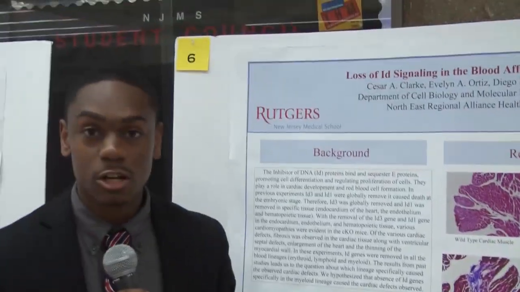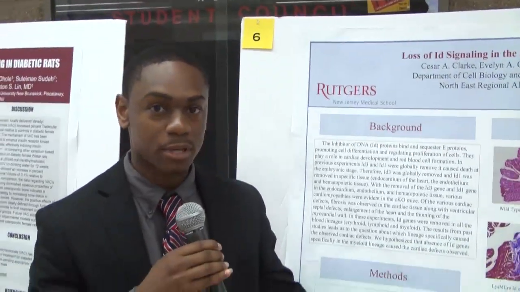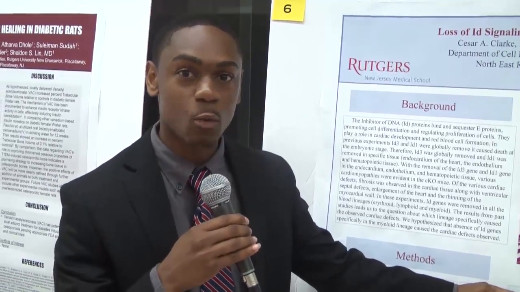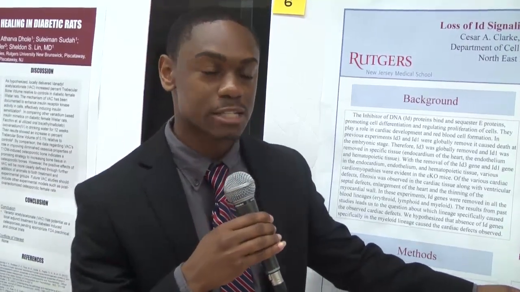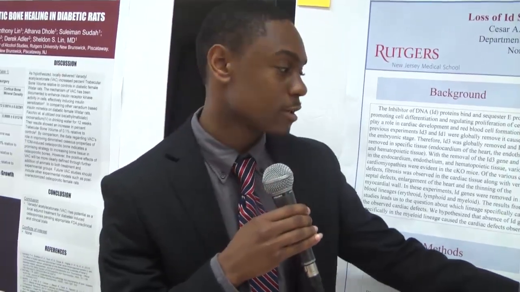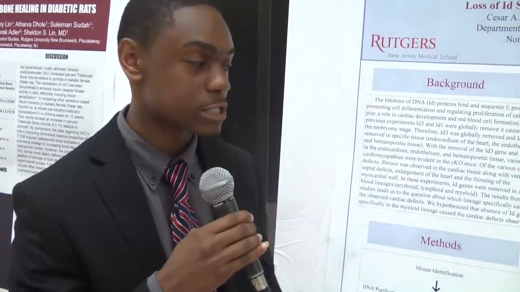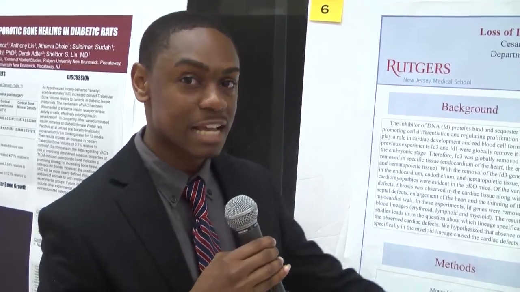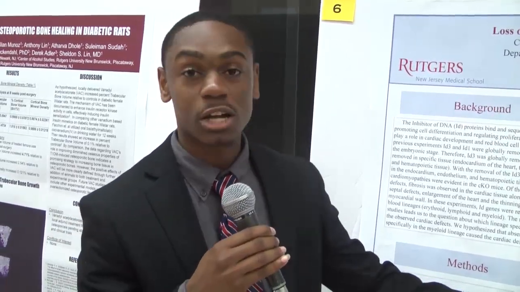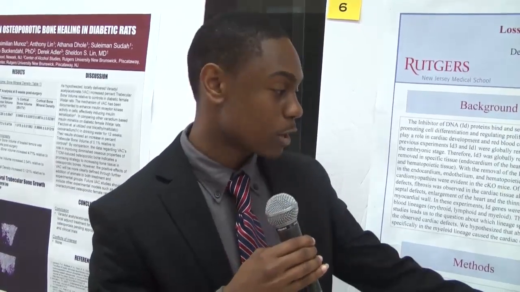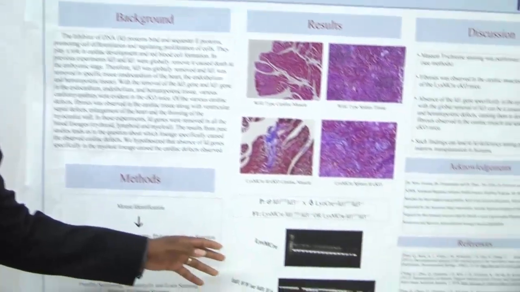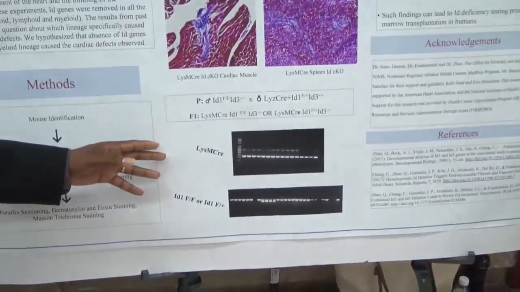And these are the results that we obtained from the genotyping. Here we just state the genotype of the parent mice. The male was ID1 flux, ID3 minus, and the female was lyse MCRE, ID1 flux plus, ID3 minus. When they mate together, they form the mice that we are specifically studying, which contains a lyse MCRE with the ID1 flux, ID3 minus. So in this mice, ID1 was specifically removed in the myeloid blood lineage.